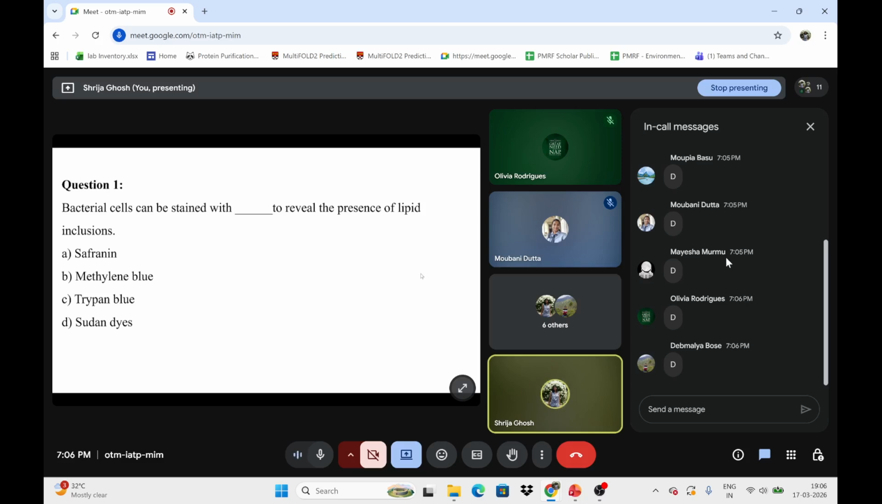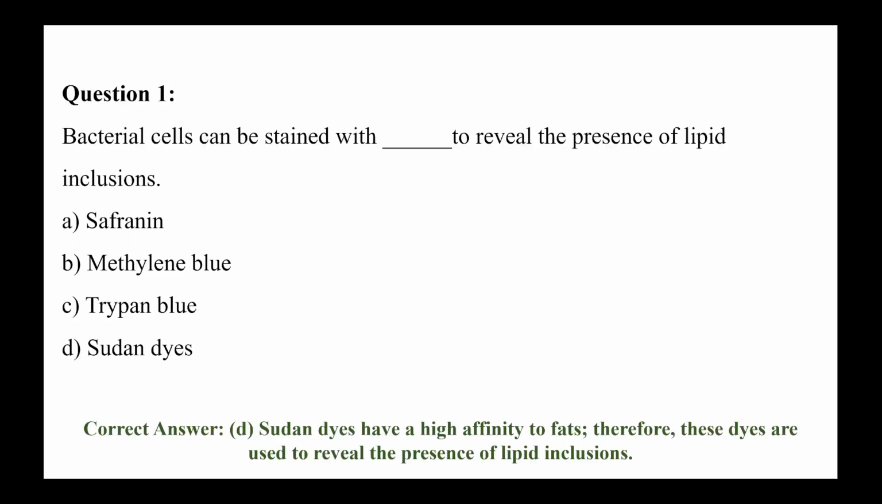Okay. Let's see the correct answer. The correct answer is option D, Sudan dyes. So Sudan dyes have a high affinity towards fats. Therefore, these dyes are used to reveal the presence of lipid inclusions. Lipids are composed of fats and fatty acids. So Sudan dyes can go and bind to those fats and stain the lipid inclusion. These dyes are mainly used to stain any kind of lipid-containing structures.